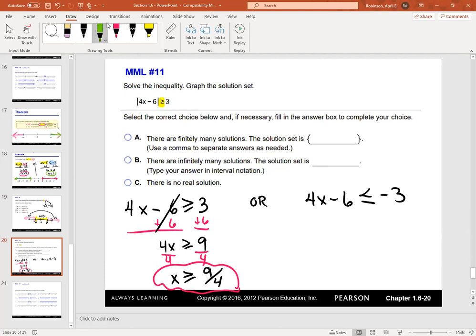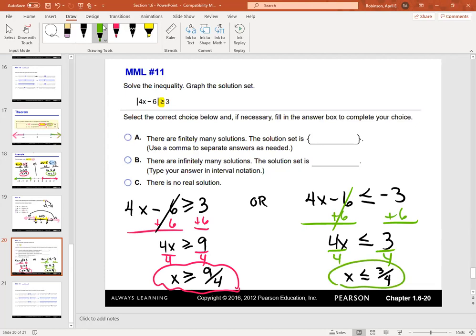And then the other one, I'll add 6. I get 4x is less than or equal to 3. Divide by 4. And x is less than or equal to 3/4. So that's my answer. Let's see.